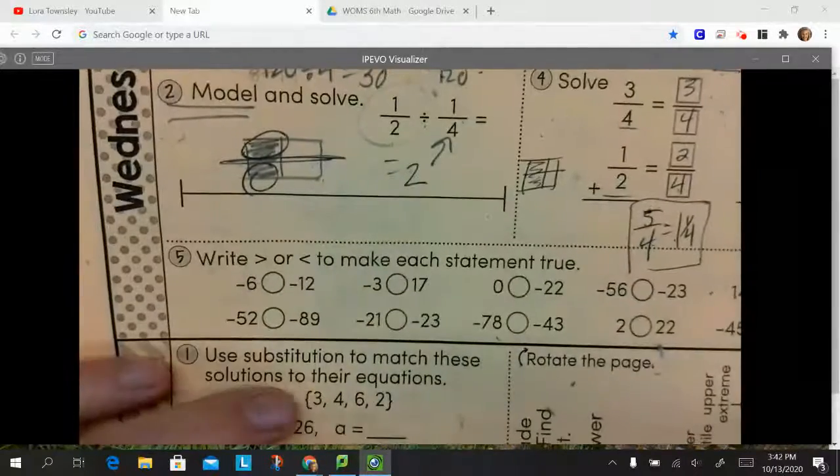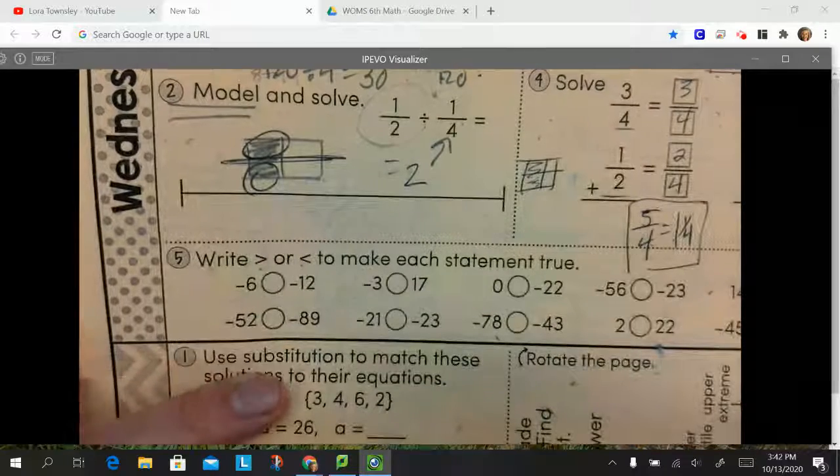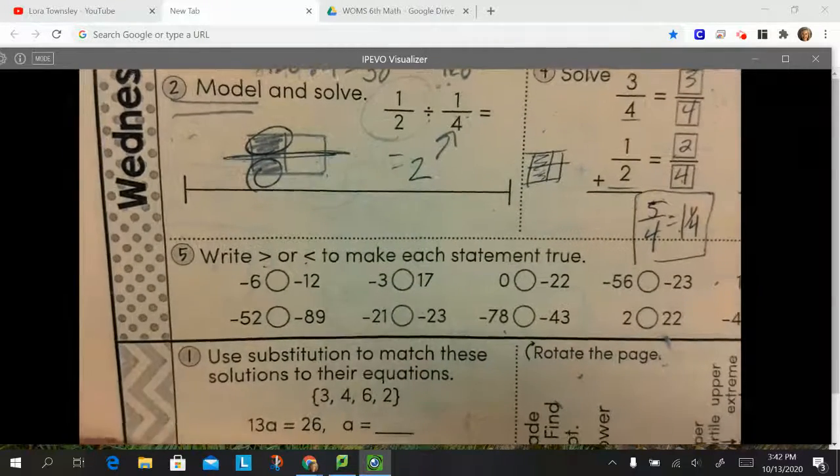Sorry. All right. Write greater than or less than to make each statement true. No, it's doing it again. Why does it get fuzzy? It's so stupid. All right.